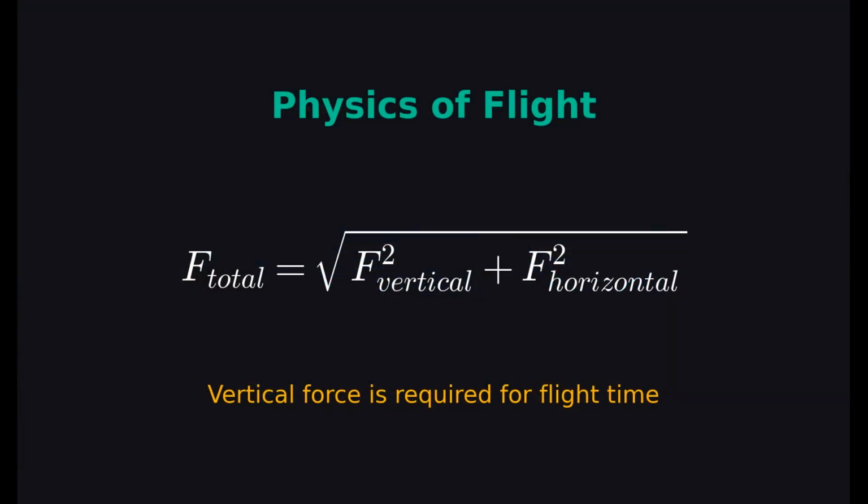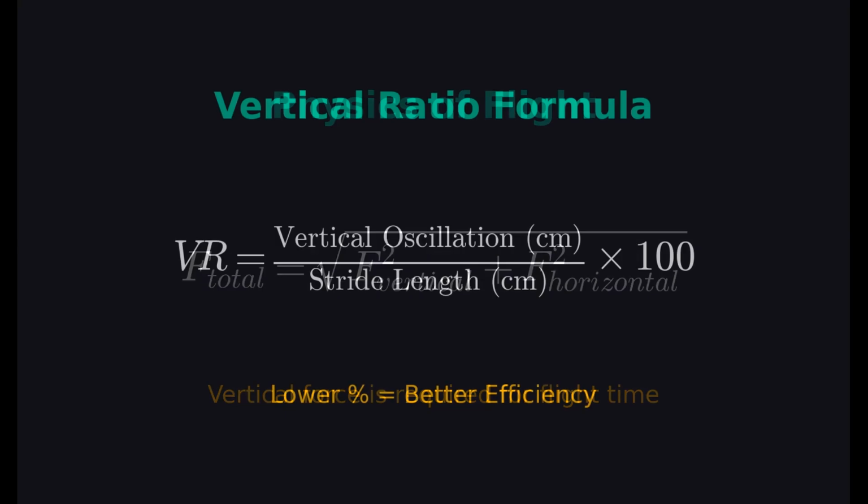Running is essentially a series of plyometric bounds. To create the flight time necessary for a long stride, you must generate vertical force against gravity. The problem isn't the bounce itself, it's the relationship between that bounce and your forward distance. This is called your vertical ratio. A high jump with a short stride is wasted energy.